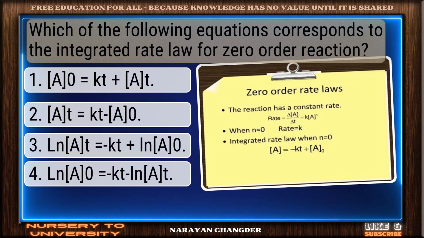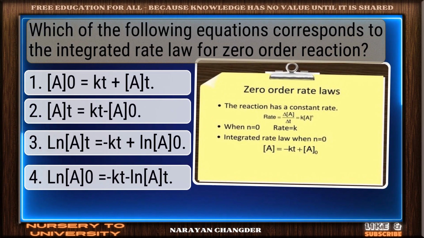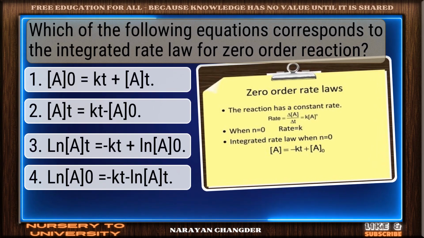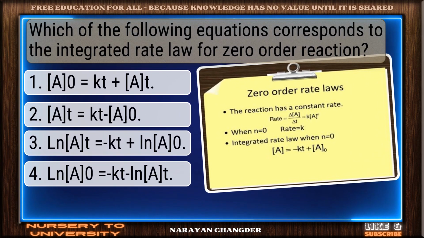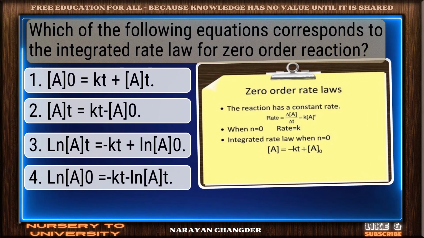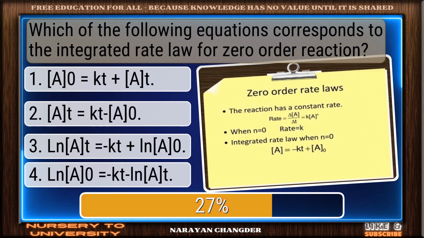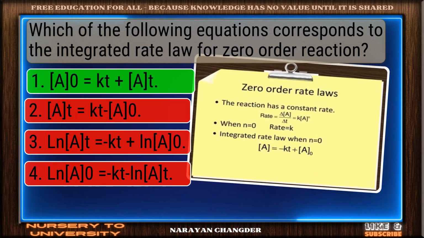Which of the following equations corresponds to the integrated rate law for a zero-order reaction? Option 1, 0 equal to k plus t. Option 2, t equal to t0. Option 3, ln[A] equal to -kt plus ln[A]0. Option 4, ln[A]0 equal to kt ln[A]. Right, 0 equal to k plus t.